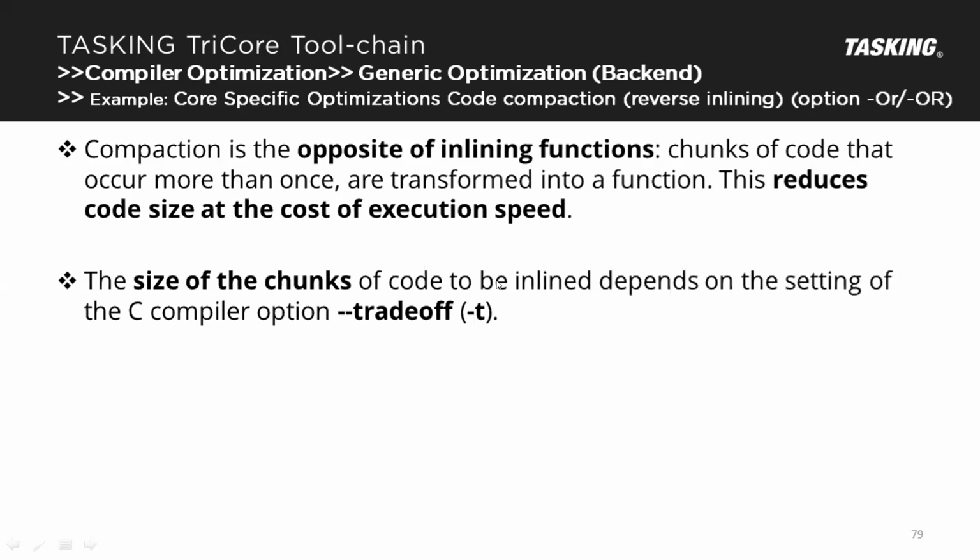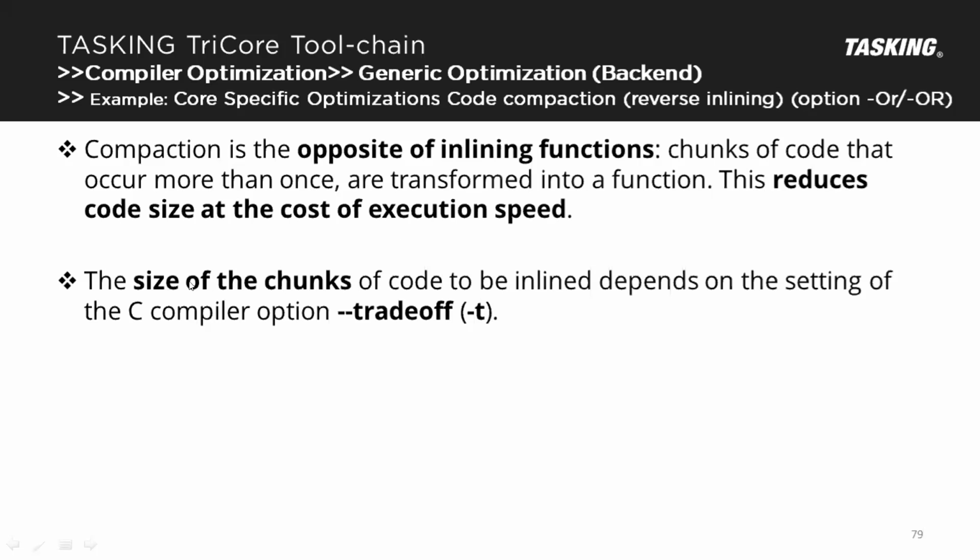So it definitely has an impact on the code size. The code size will be less, but at the cost of execution speed, because every time I need this code, I need to jump to the function, execute it, and then return back. So this is the code compaction feature.